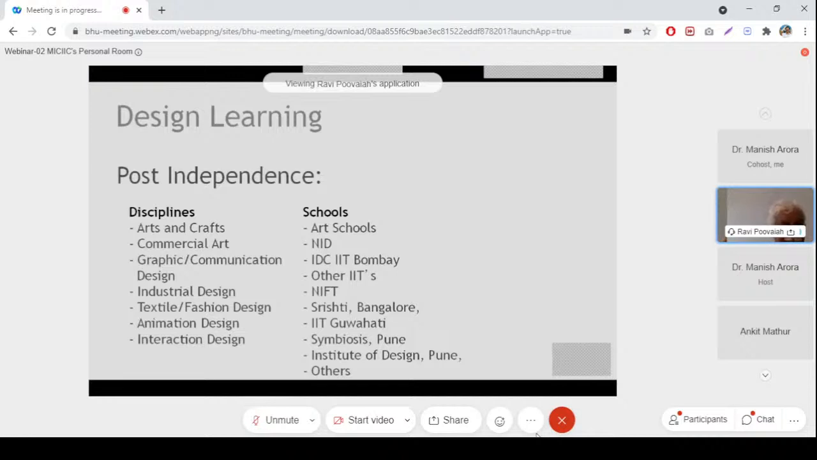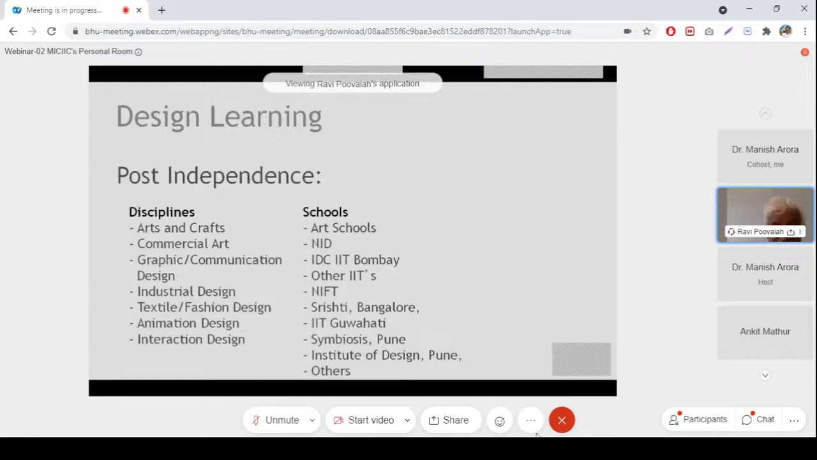Graphic and communication design came with NID and IDC, industrial design. Industrial design was even the name for Industrial Design Center. Textile and fashion design came in the 80s. Animation and interaction design came in the late 90s. So this is how the disciplines evolved. It started, of course, with the art schools. They are very old. Some of them are almost 200 years old now.